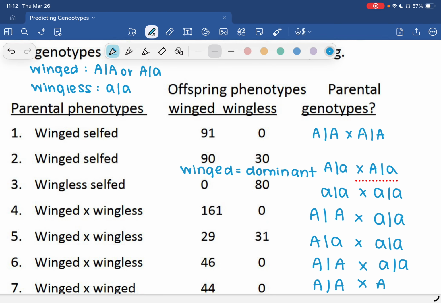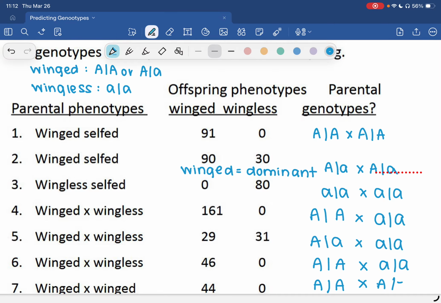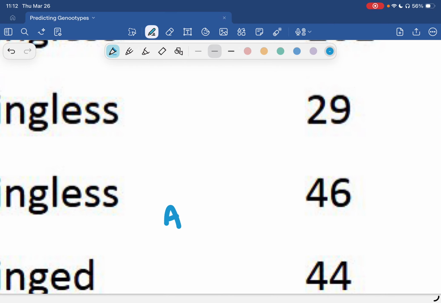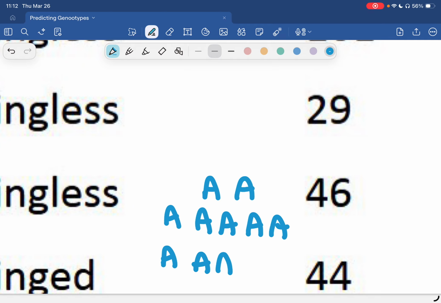However, the other individual's allele would be a big A because it's a winged individual. But you don't know what this other letter would be because it could be either a capital A or a lowercase a, and you would get the same outcome. So really quickly, I'll show what I mean. Big A times big A: again, you would just get big A across the board. This would show up as winged.